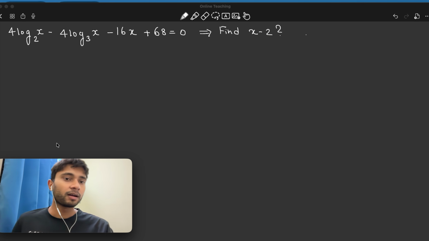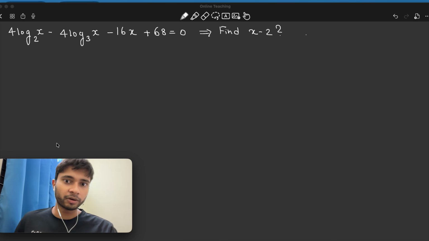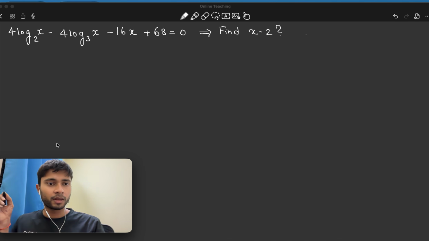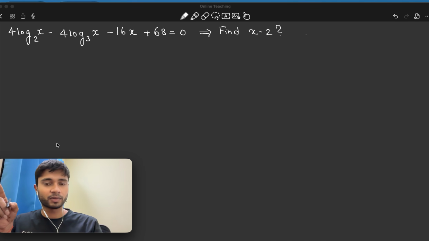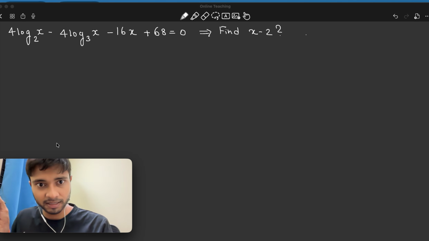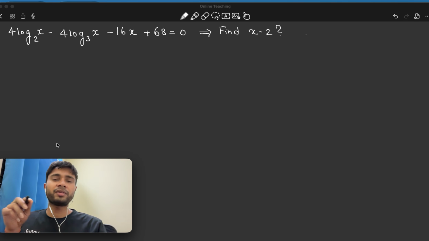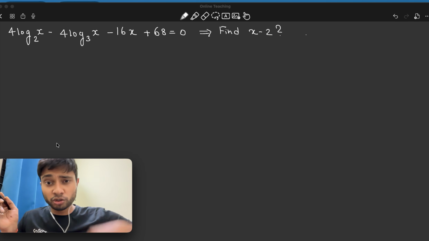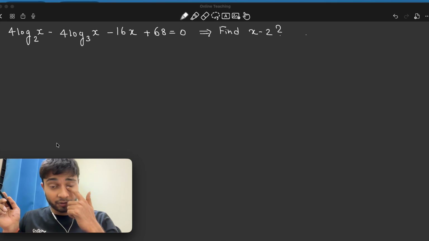Hello everyone. I got this beautiful question today while teaching one of my students for IPMET. This question was asked in IPMET 2024 for IIM Indore. As you can see on the screen, the equation given was 4 log x base 2 minus 4 log x base 3 minus 16x plus 68 is equal to 0, and then we have to figure out the value of x minus 2. This question was numerical based. It was not an MCQ.